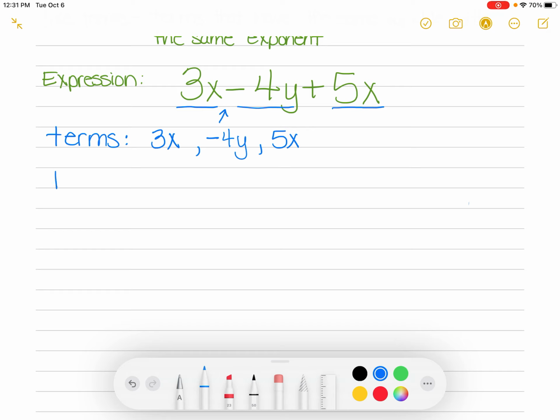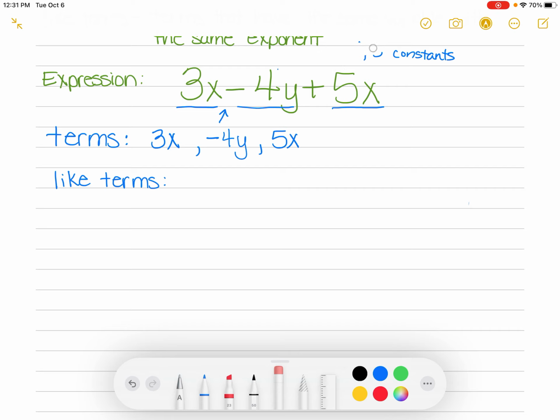Now, if I asked you what the like terms were, that means the terms that have the same variable. They do not have the same constant. They don't have to have the same constant, but they do have the same variable. So remember, constants, we talked about that in the last few lessons, are the numbers in the front. So 4, 5, even 3, those are constants, right? Okay, so let me erase that. I don't want that on there the whole time.